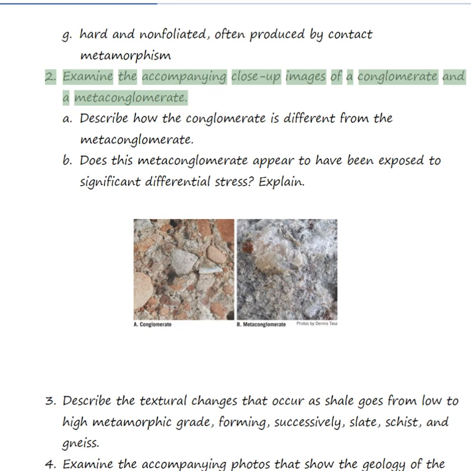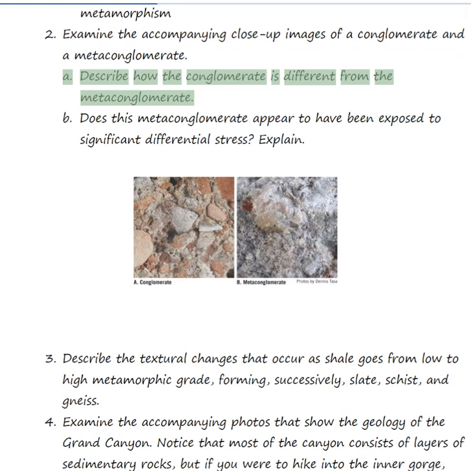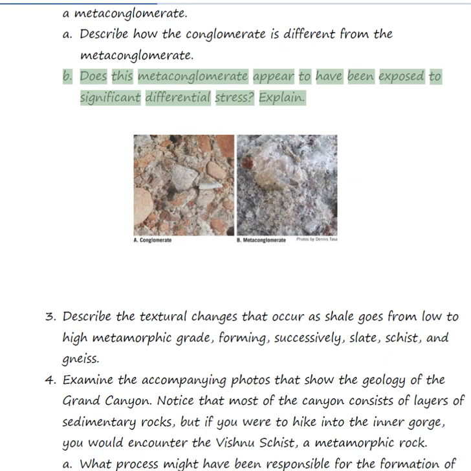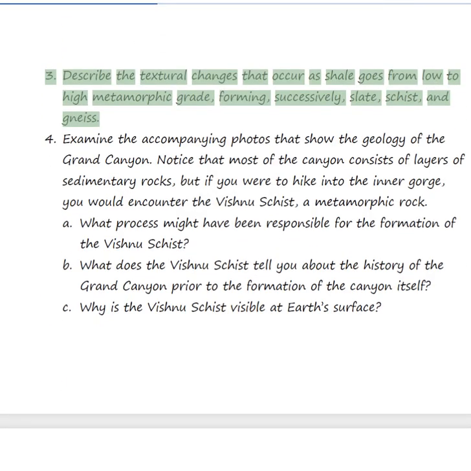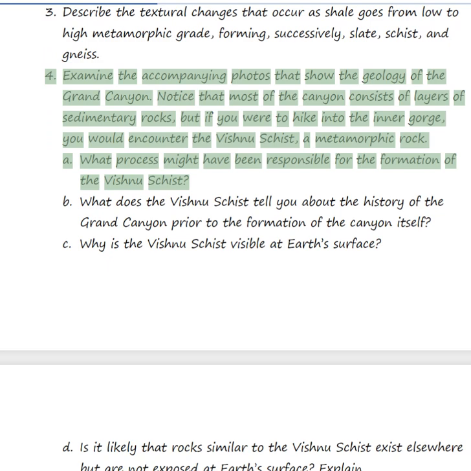2. Examine the accompanying close-up images of a conglomerate and a metaconglomerate. A. Describe how the conglomerate is different from the metaconglomerate. B. Does this metaconglomerate appear to have been exposed to significant differential stress? Explain. 3. Describe the textural changes that occur as shale goes from low to high metamorphic grade, forming, successively, slate, schist, and gneiss.